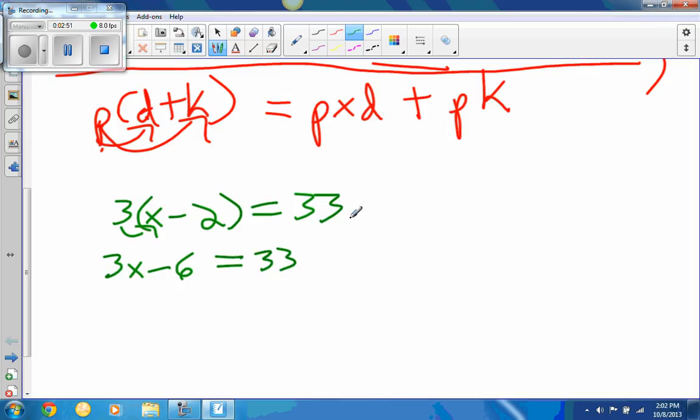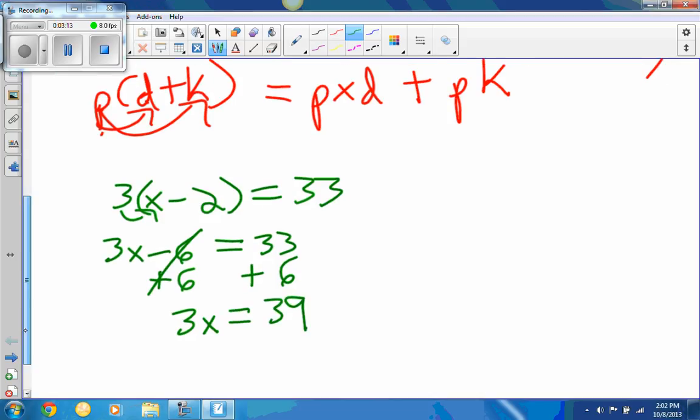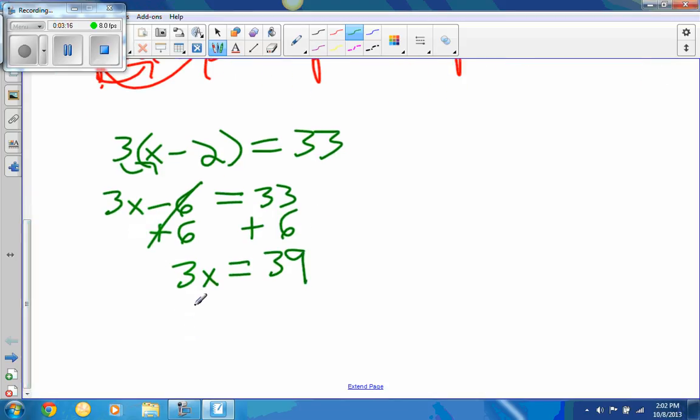So now I have simplified it. I got rid of the parentheses. So now I'm back to what we just did with the 2-step equations. When we did 2-step equations, you have to get rid of what's being added or subtracted first. So it says minus 6. I do the opposite to get rid of it. I add 6. And again, what I do to one side, I need to do to the other side. So I have 3x equals 39. And then I'm back to a 1-step equation. 3 times x. So to get rid of the 3, I have to do the opposite, which is divide. So my x ends up being 13 for that one.